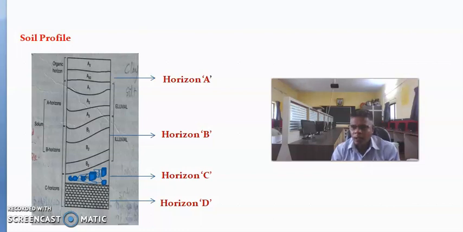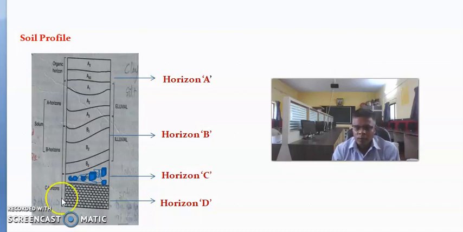The soil profile is defined as a vertical section of soil through all its layers or horizons, extending up to the parent material. This is known as a soil profile. In this diagram we see the different horizons or layers of the soil profile.